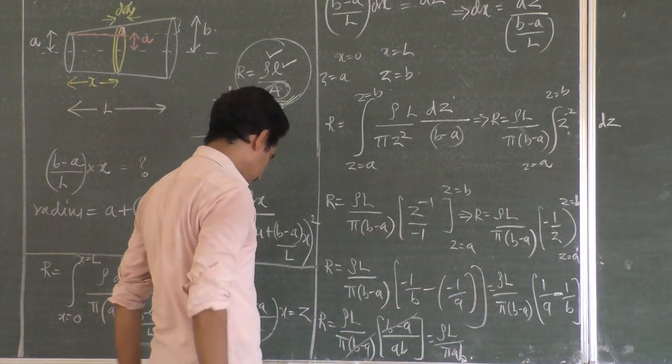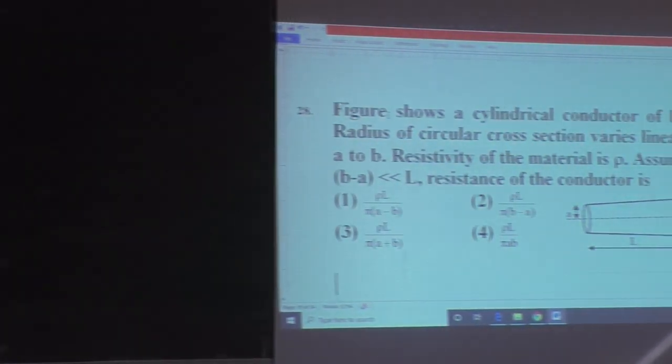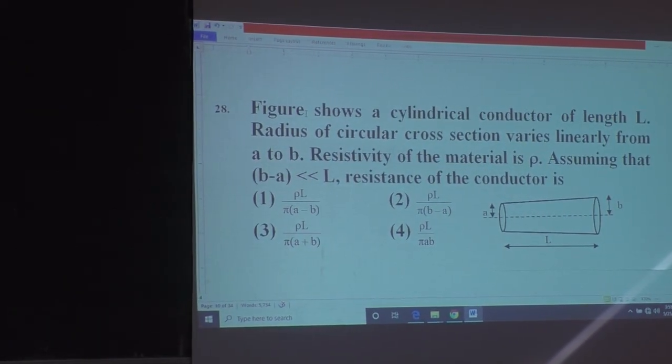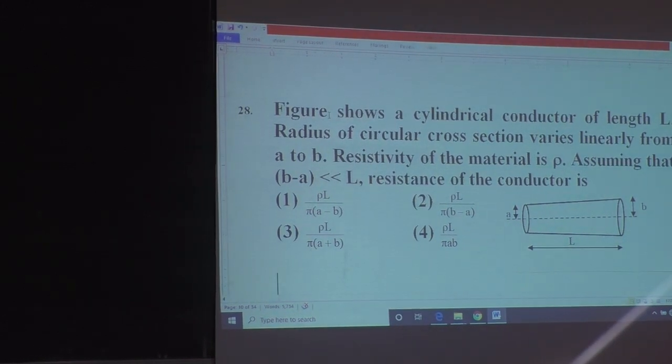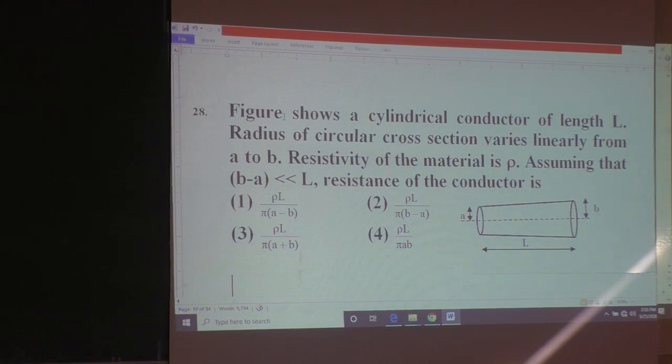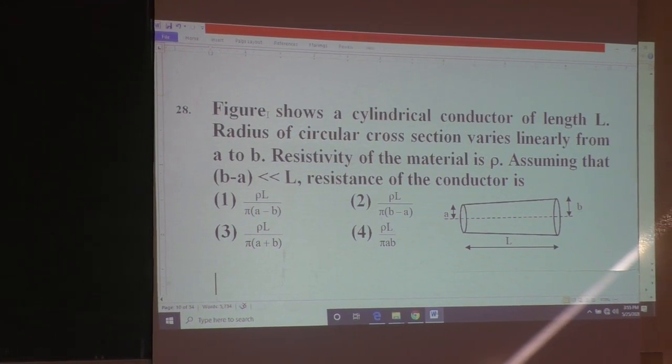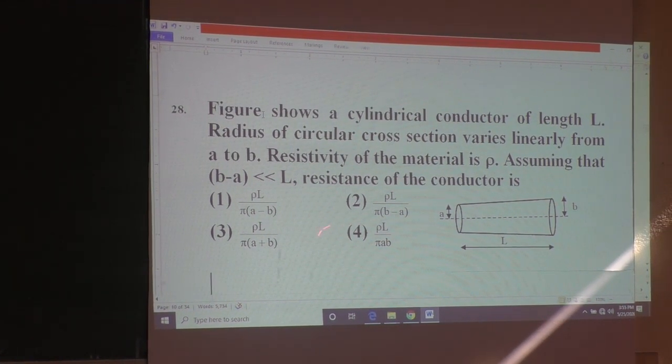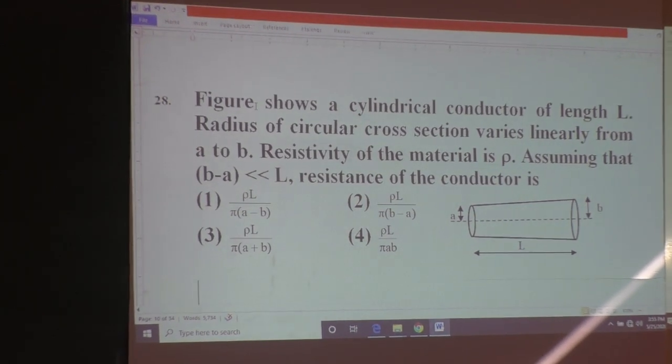If you go back to the problem, this is the way of solving, and 50% of it is mathematics. Only in the beginning you have some glitches. You can rewind the video back and see that again and again. So we have that formula, rho L by pi ab. That is the fourth option. That is the correct one.